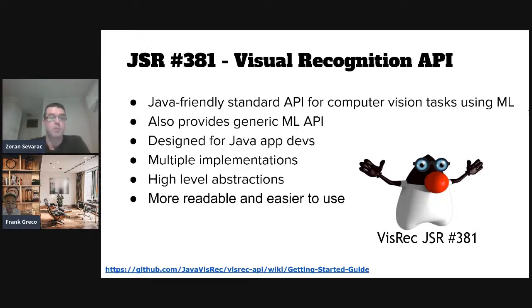One of the main ideas is to design the API specifically for Java developers, so anyone who knows how to code in Java could very easily pick up the API and start doing something practical without having to dive deep into the theory behind machine learning. Next is to allow multiple implementations. The API should be extendable, so different existing machine learning libraries should be able to implement it, and it should allow people to easily integrate with what they already have. As a result, we expect machine learning to be easier to use and more readable for Java developers.